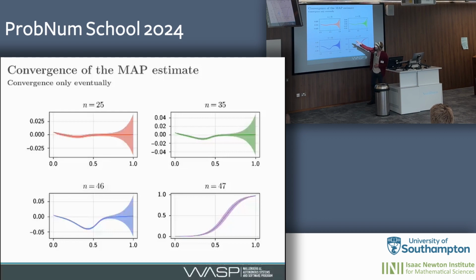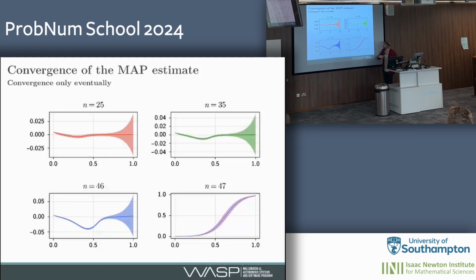So if I use 25 grid points, we see that we get a MAP estimate that just dies. I can increase it to 35, it still just dies. I can increase it to 46. It does something, but it still kind of dies. And then I increase it by 1 grid point, 47, and it just snaps to this S-curve, which is the solution.